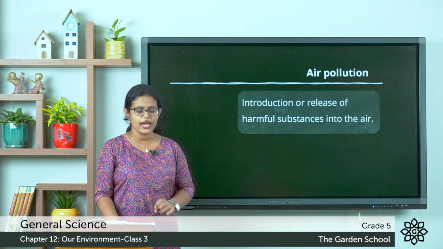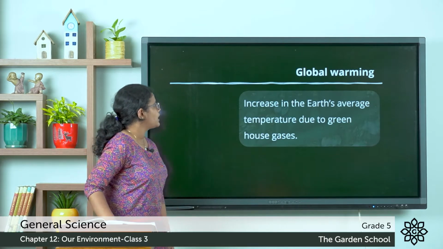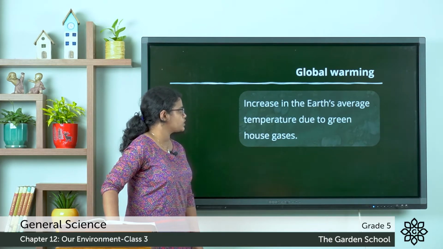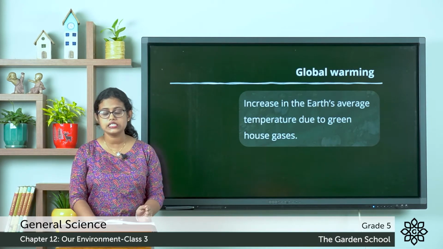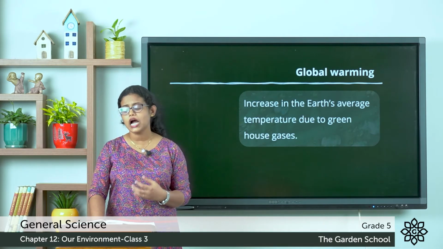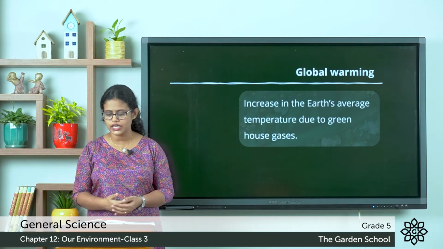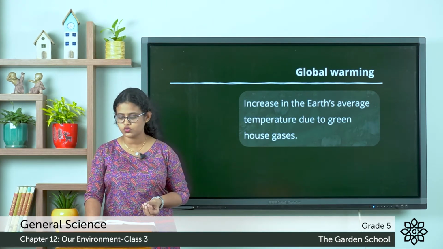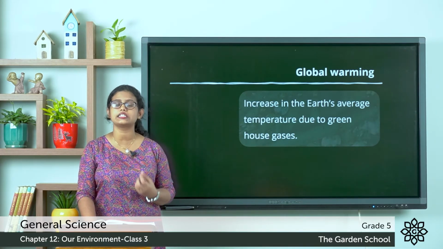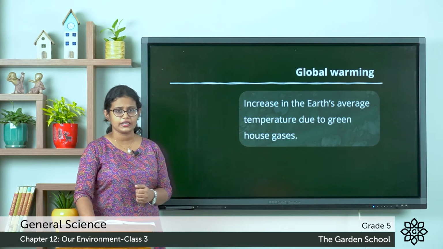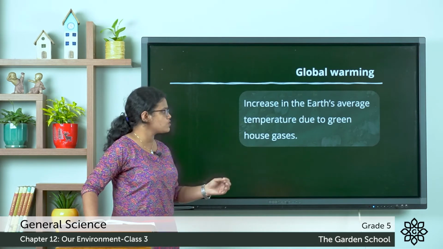Before moving on to that, let's discuss global warming. So what is global warming? It is the increase in the Earth's average temperature due to greenhouse gases. When fuels such as coal, diesel, and petrol are burnt, carbon dioxide is produced, and it mixes with the air. Burning of fuels by industries, motor vehicles, and for household purposes has increased the amount of carbon dioxide in the air. So the Earth's average temperature increases due to greenhouse gases.